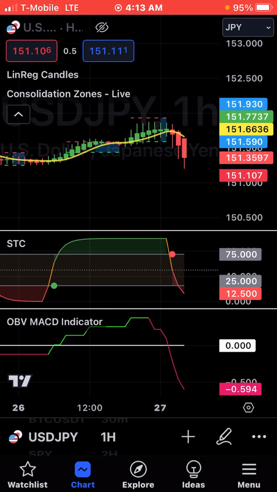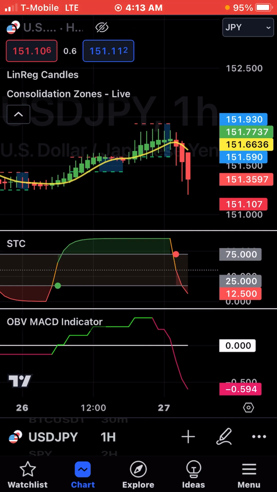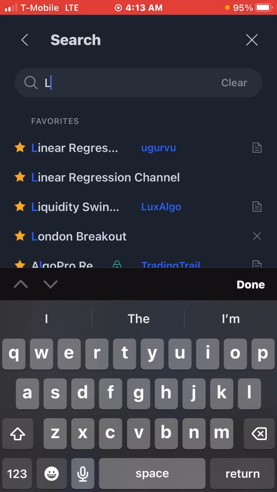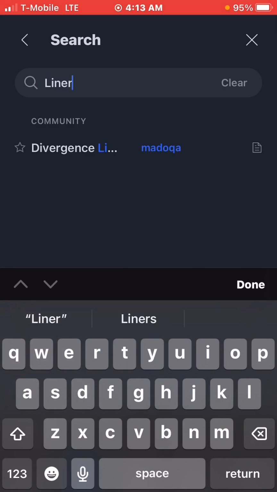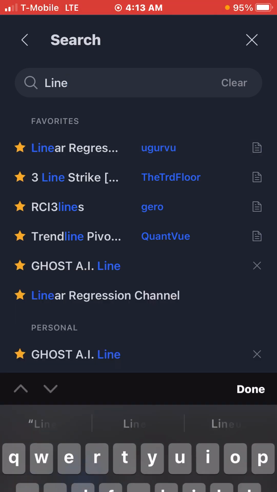The first thing you want to do is set up your linear lines. First, hide your candles. We're looking at the Japan yen right now, but the first thing is to hide your regular candles. Then the next thing is to go to your linear regression candles. Real quickly, you go to your linear regression candles. It's this one right here.